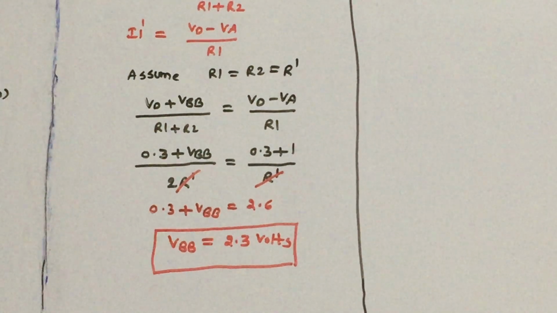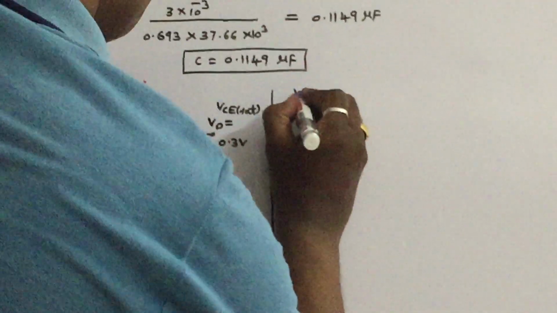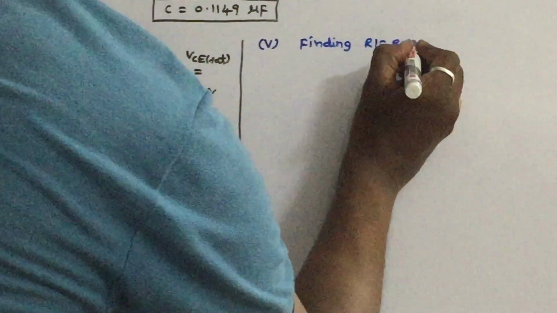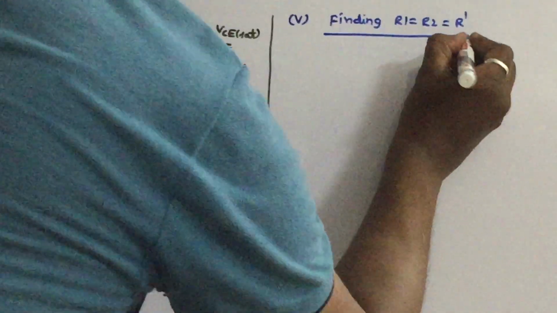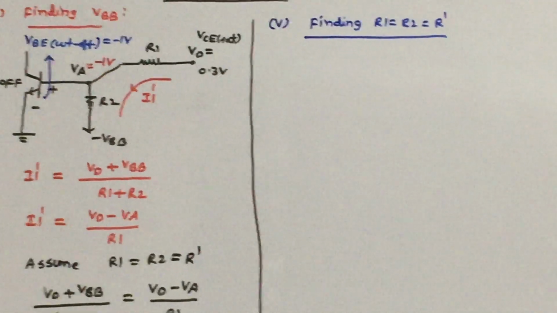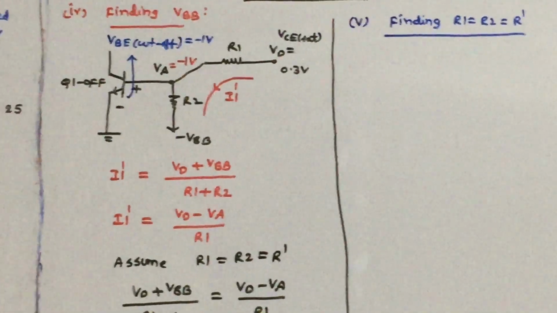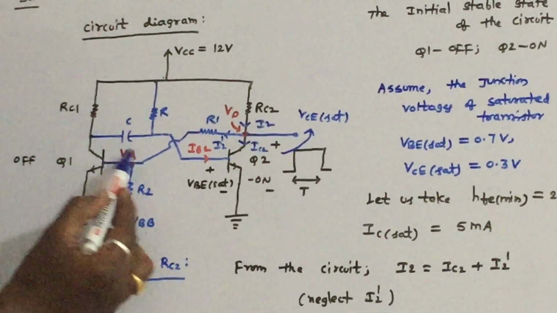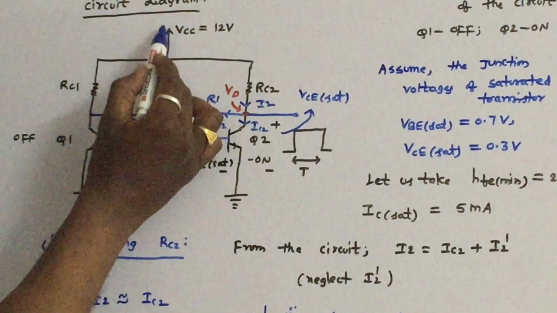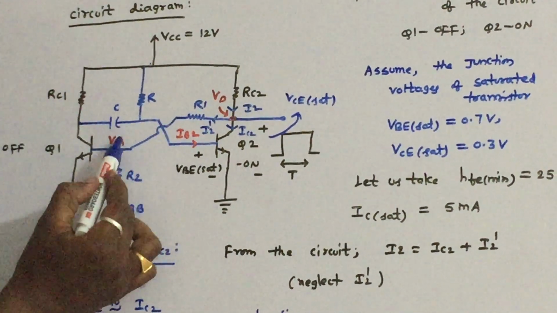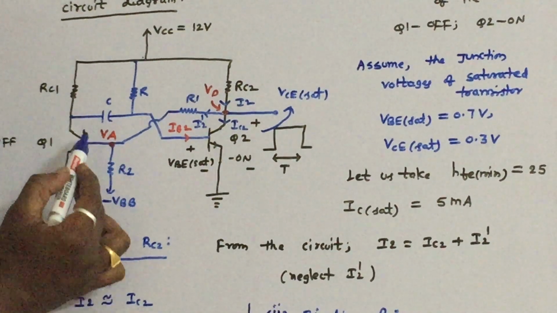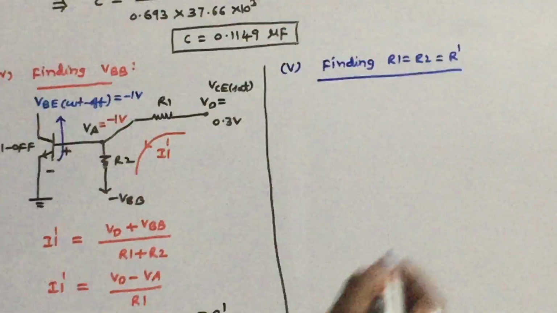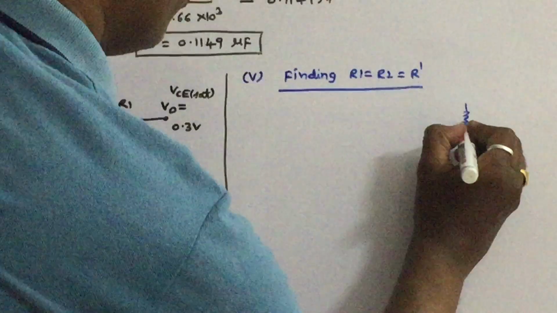So let us find out the last step in this problem: finding R1, which is equal to R2, which is equal to R dash. I said earlier, for finding R1 and R2, just take Q1 on and Q2 in off condition, and take this branch: VCC, RC2, R1, R2, minus VBB. That is the circuit which we have discussed in three earlier problems. So I am just drawing the same circuit branch.